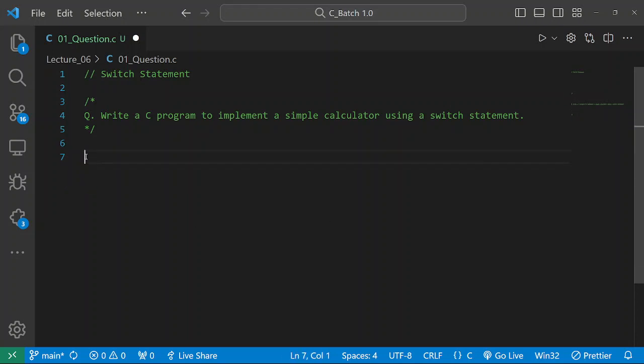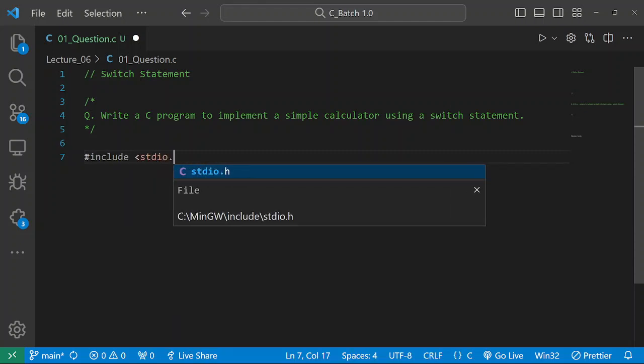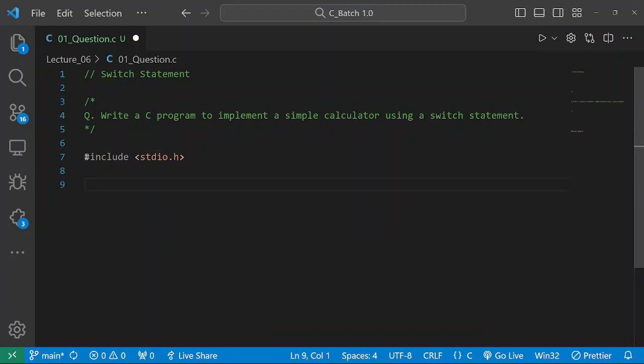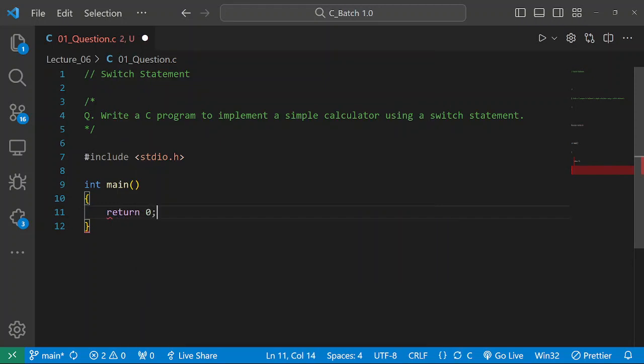So yeah, this was the question. Let me start with the code for you. Side by side, I will explain how these things are happening. So I have included my header file, the standard input output header file. Then writing my main function simply, and I will return 0.